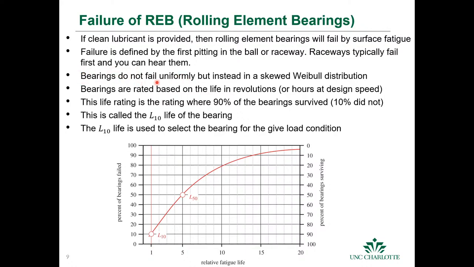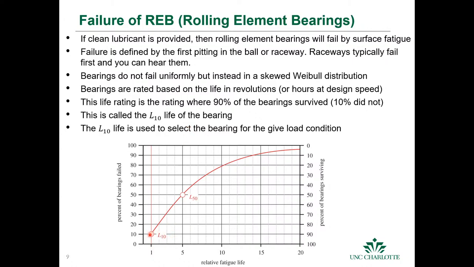So bearings don't fail uniformly; they don't follow a normal or Gaussian distribution, but instead fail by what's called a Weibull distribution, which means it's a little bit skewed. That's expressed here in this life curve. Like I said, bearings are rated in terms of revolutions or hours at their design speed. The life rating is the rating at which 90% of the bearings survive. So what they're saying is that 9 out of 10 of the bearings will make it to this many revolutions. That means 10% failed. That point, or that life, is called the L10 life of the bearing.